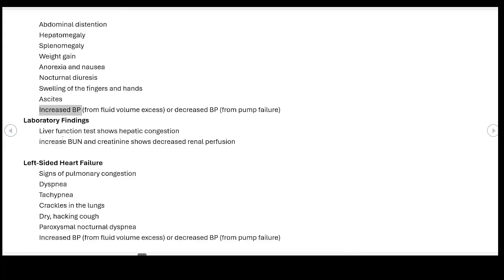So the laboratory findings that you have to be thinking about when it is right-sided heart failure are the liver function tests and also the BUN or creatinine for renal. Now, with left-sided heart failure, the signs are more of respiratory symptoms. This is where there is pulmonary congestion and therefore the person will be dyspneic. We have tachypnea, increased respiratory rate. Then we will have crackles in the lungs, and the person will have a dry, hacking cough. And sometimes we have what we call paroxysmal nocturnal dyspnea. They will have difficulty breathing at night, and this will be waking them up at all times.